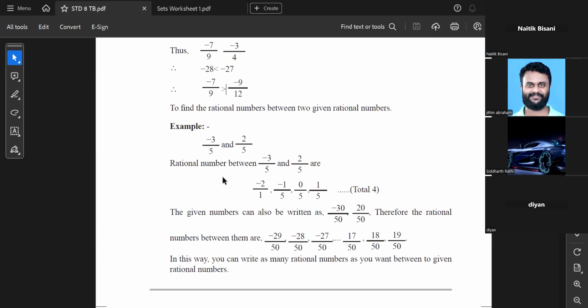I got the idea why it was wrong when I directly multiplied minus 12 by minus 7, because in the denominator it will also come out negative. Minus 12 into 9 is minus 108. Yeah, that is possible.